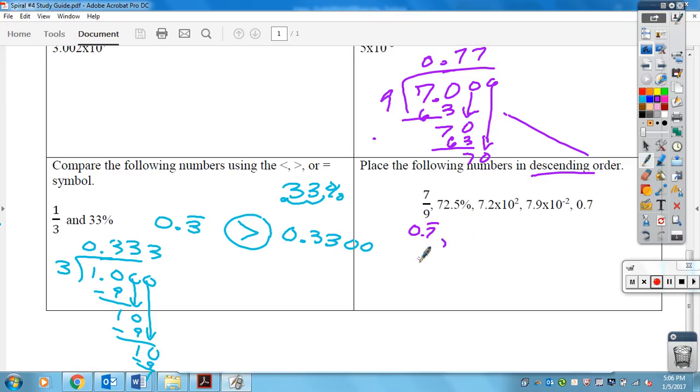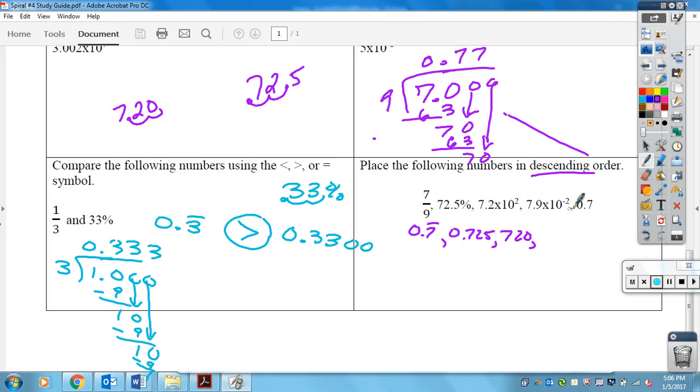72.5%. Take the decimal, move it 2 times. It's 0.725. 7.2 times 10 to the second. Now since it's a positive exponent, it means it's going to get bigger, 1, 2 times. That looks like it could be the biggest one.